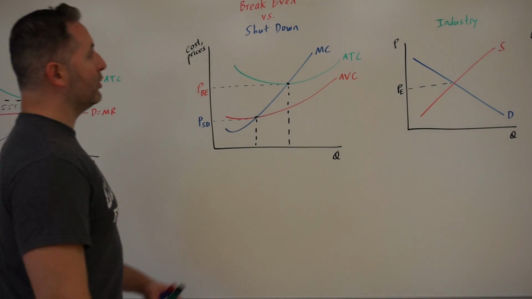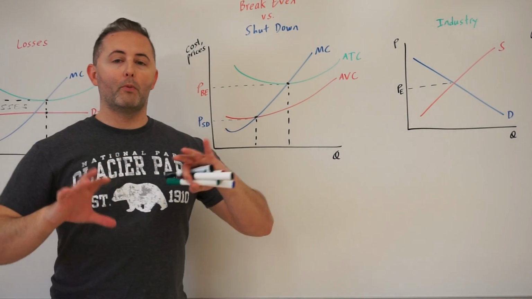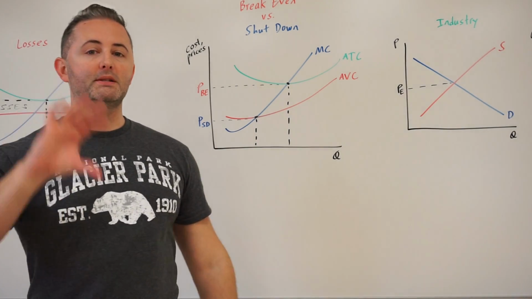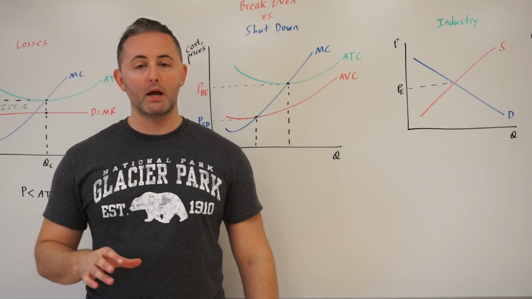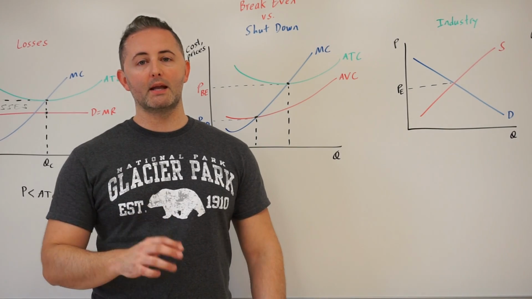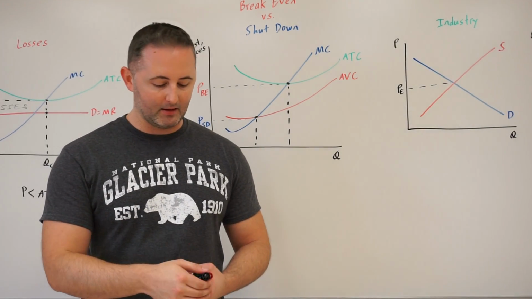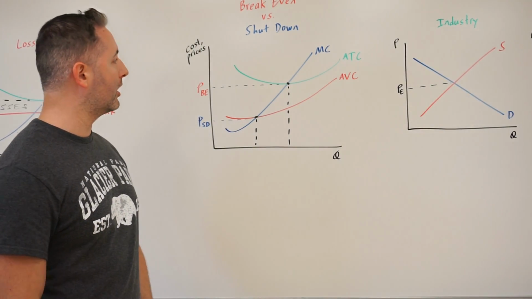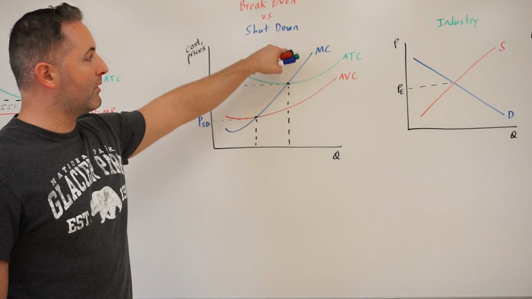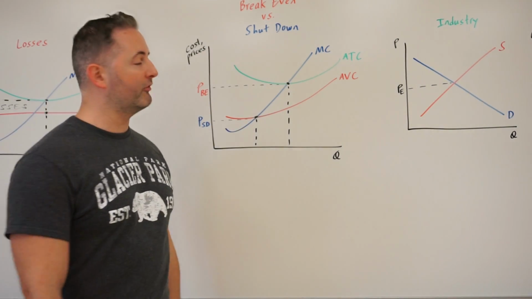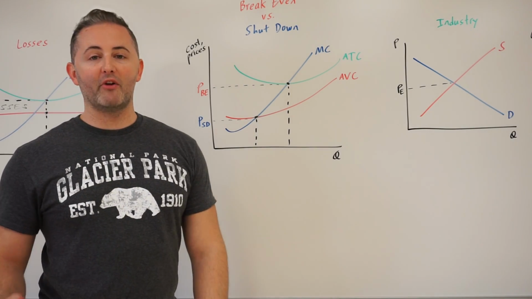Alright guys, so in this video we're going to be looking at the break-even price, where the firm is earning zero economic profit, compared to the shutdown price. So when is the firm going to decide to actually get out and not produce anything, at least during that period? Alright, so we have our marginal cost curve, we have our average total cost curve, but now we also have the average variable cost.